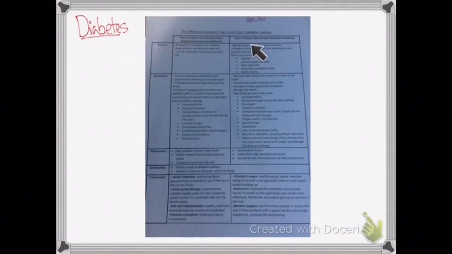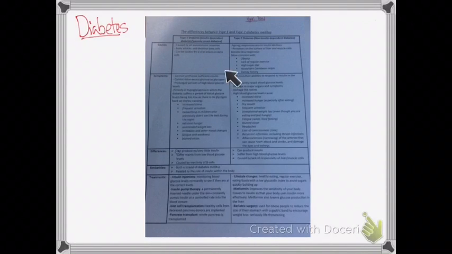But type 1 diabetes is less common, and it's caused by an autoimmune response attacking its own beta cells, or a viral attack on beta cells. So type 1, you can't produce insulin. Type 2, you can't respond to insulin. And these are our differences.